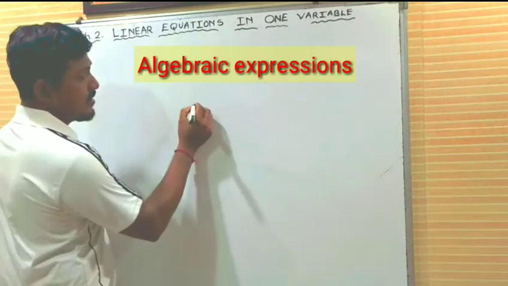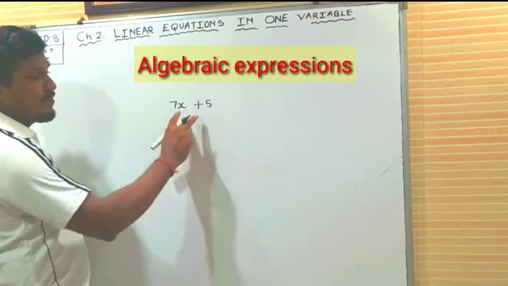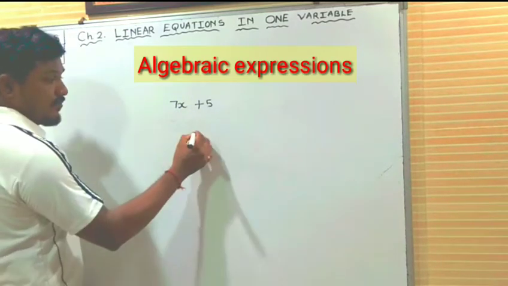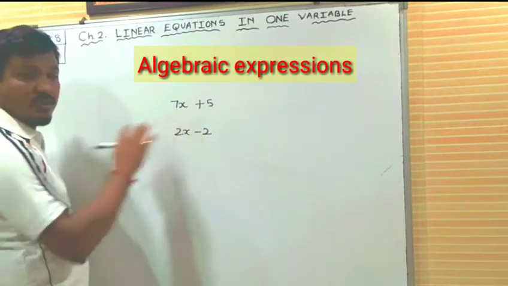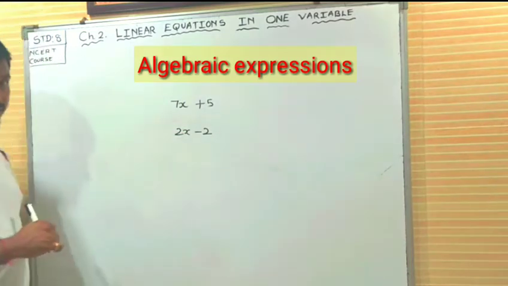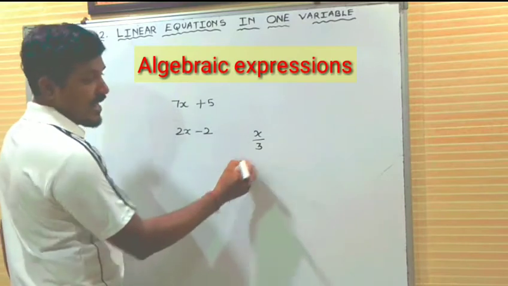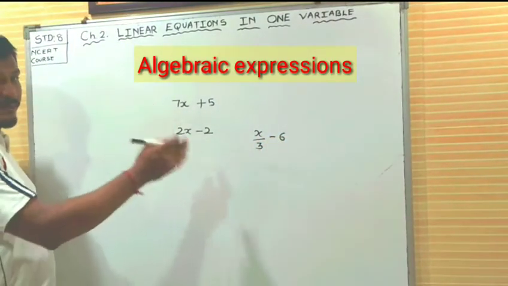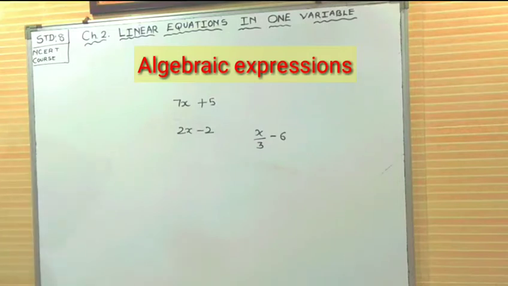Take for example, if 5 is added to 7 times a number, how many terms are there? 2 terms. So these are known as expressions. If 2 is subtracted from twice a number, how many terms? 2 terms. These are known as expressions. Like for example, if a number is divided by 3 and 6 is subtracted from it, these are examples of expressions. Now let us see what an equation is.